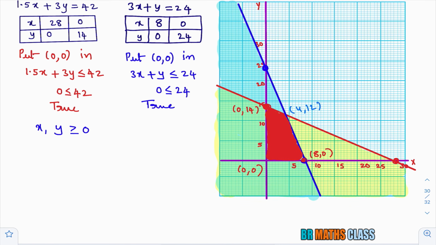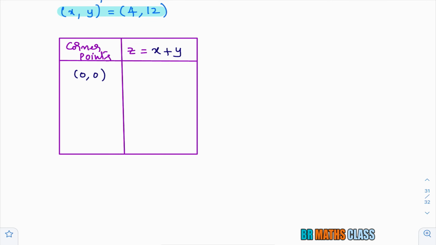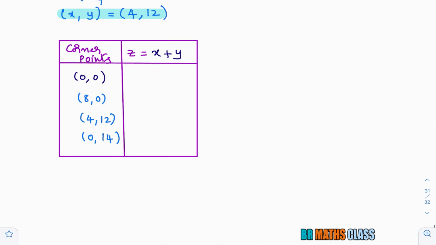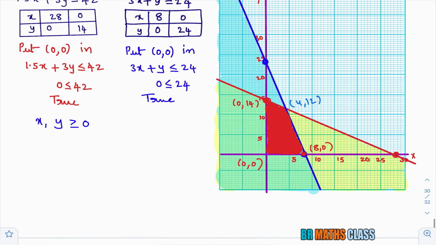So step 1 is identifying the feasible region. Step 2 is finding corner points. What is step 3? Substitute these corner points in the objective function. What are the corner points we got? One is 0, 0 and the other corner points are 8, 0, 4, 12 and 0, 14. These are the corner points we got from this graph.